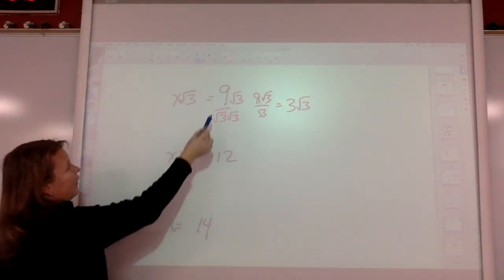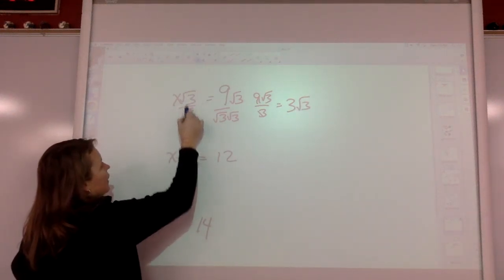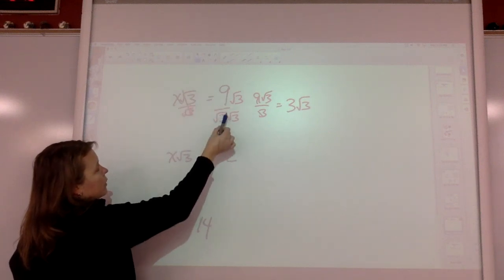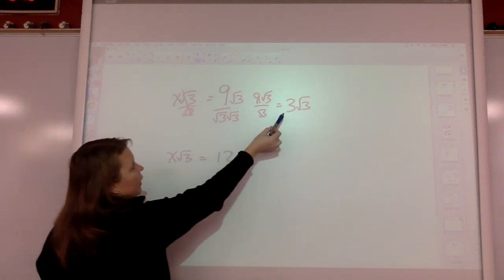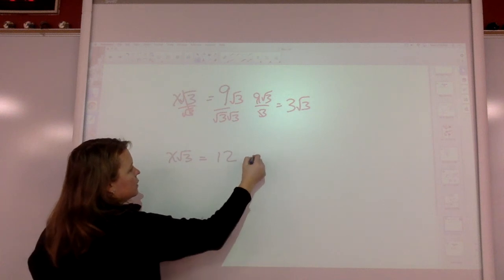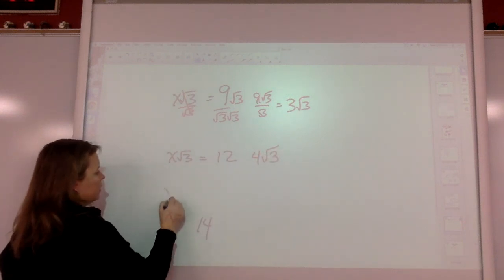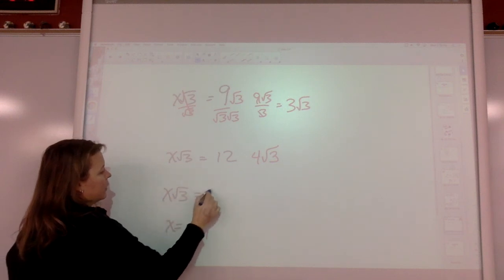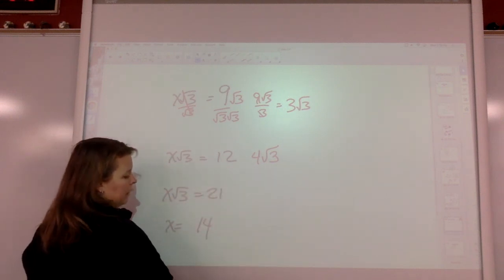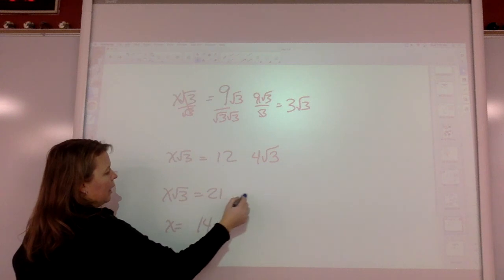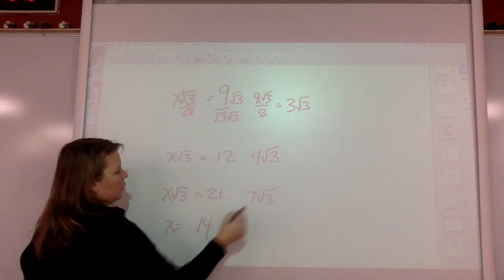Or you could say, I recognize this. When I divide by square root of 3 over here and put it over here, that's exactly a third of that number. So this one becomes 4 square root of 3. Let's throw another one in there. What if I had x square root of 3 equals 21? If I want to know what x equals, I would know that it's 7 square root of 3.